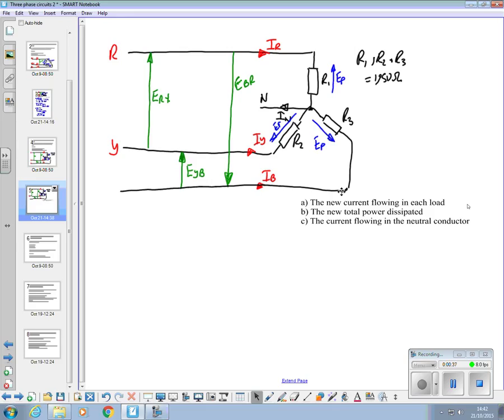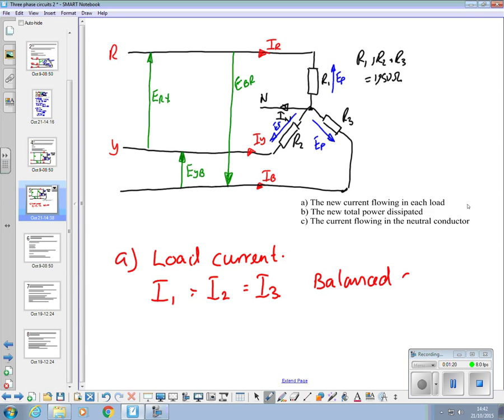Okay, so first of all, the load current. What's the first thing we can say in general? As a balanced system, I1 equals I2 equals I3, because that's a balanced system.